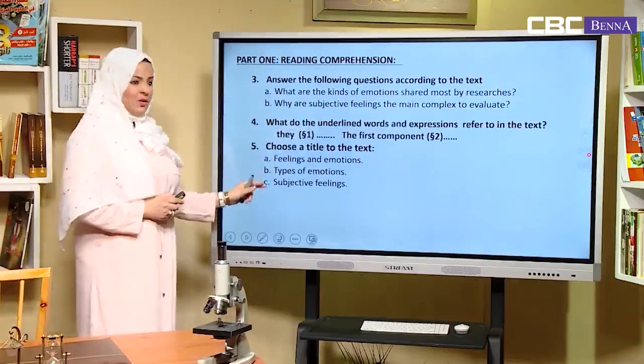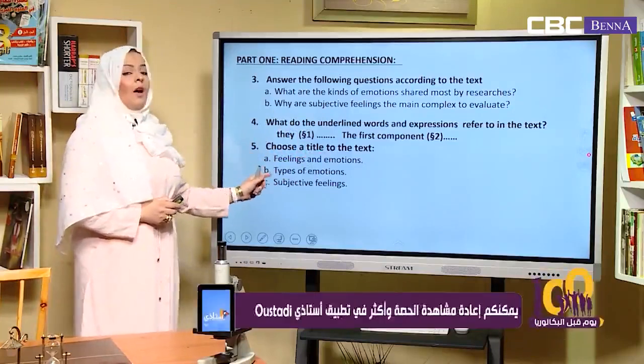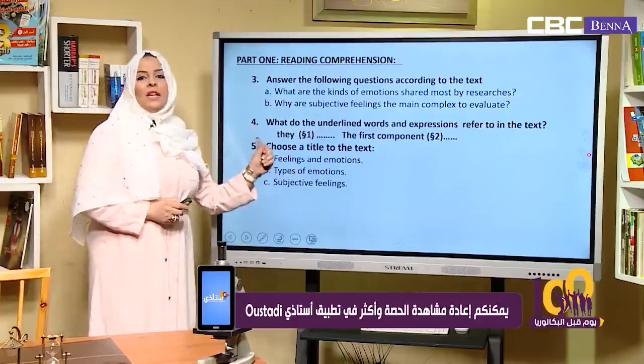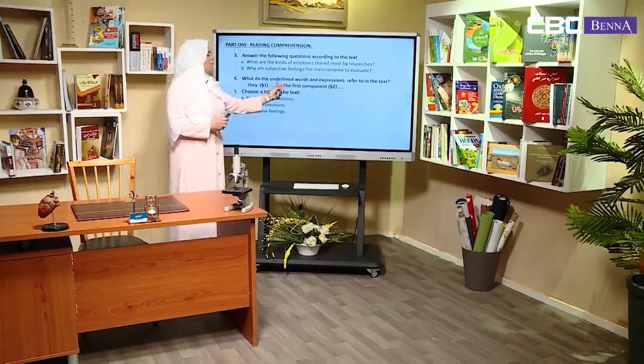You have 3 possibilities: A. Feelings and emotions, B. Types of emotions, C. Subjective feelings. What do the underlined words and expressions refer to in the text? You have 2 words. You have "they". You are going to find it in paragraph 1. The first component, it is in paragraph 2.